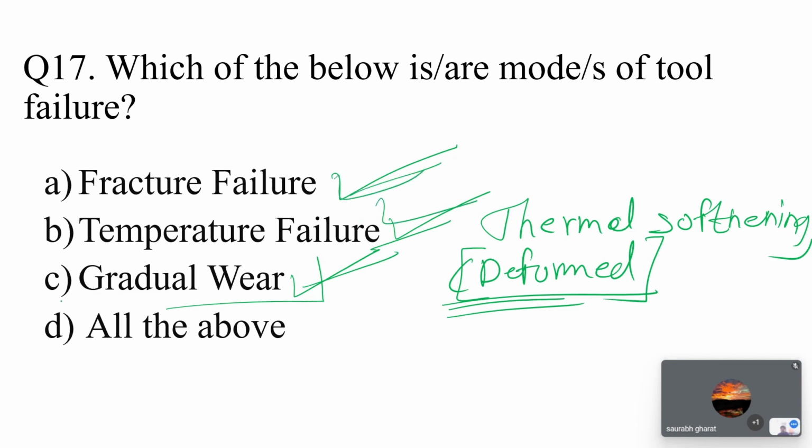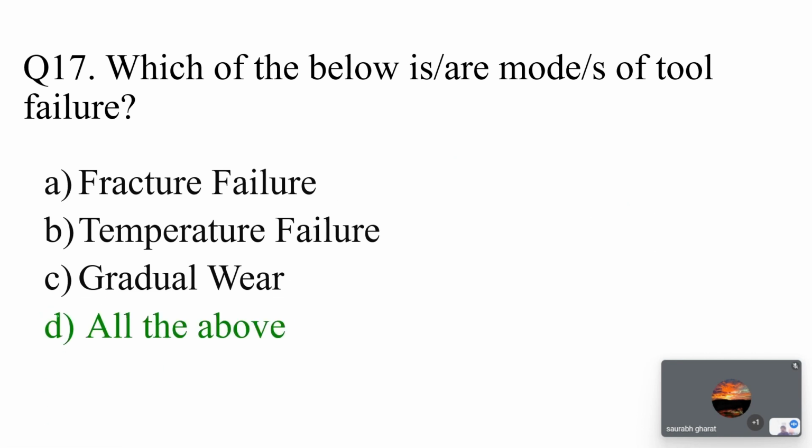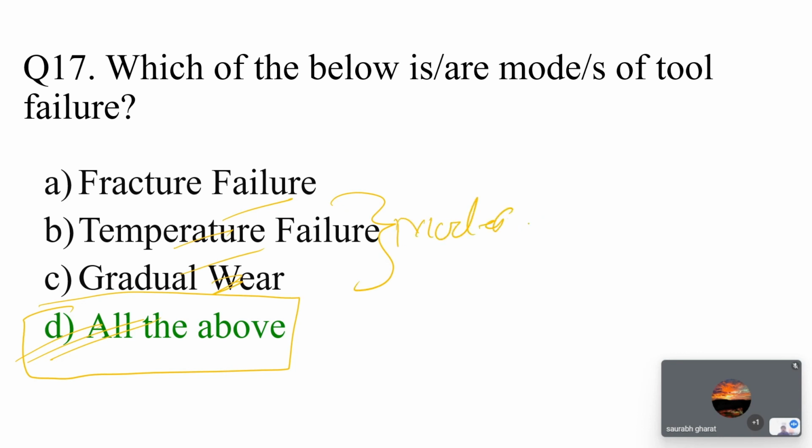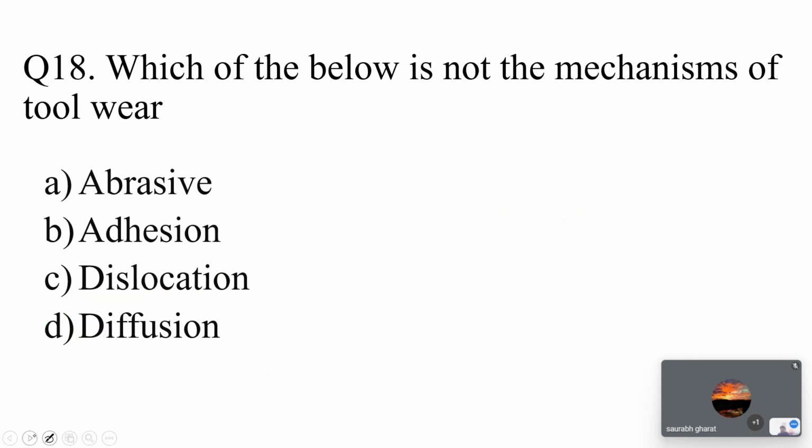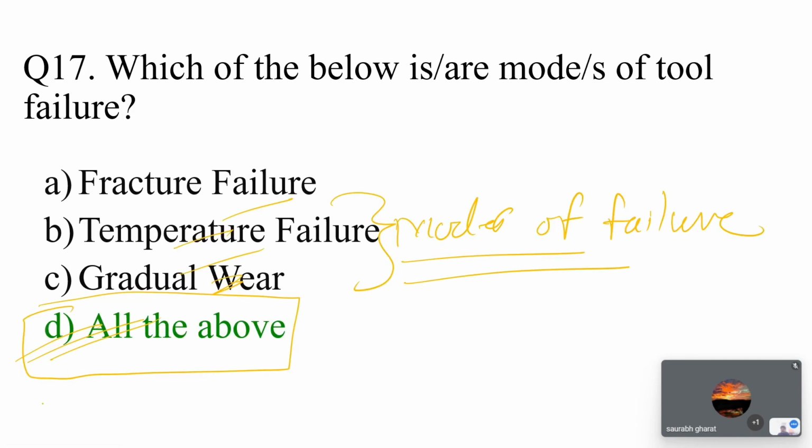So what is the correct answer? All of the above. So all of the above will be the correct answer, as it is mentioned here. This is the correct answer because all of the mentioned things are modes of failure. Fracture failure, temperature failure, gradual failure, all are modes of failure. This will be your correct answer.